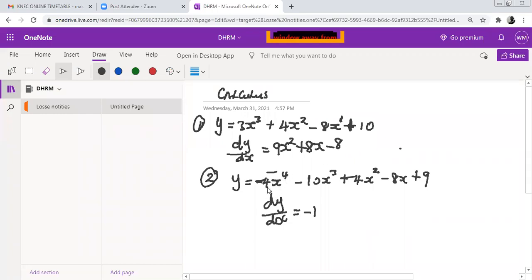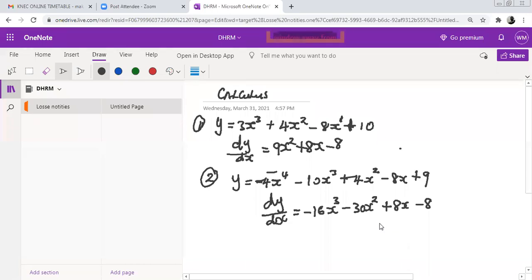So we come here, when we have negative 4x power 4, and we are finding the derivative of that, this power will multiply negative 4 to have what? Negative 16 x power 3. Minus 3 times 10, which is what? Negative 30 x power 2. Plus, I want you to give me the answer. 8x. Minus 8. That is going to be the derivative, which is dy over dx.